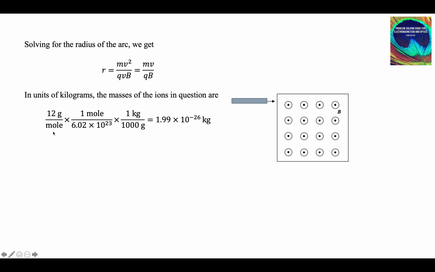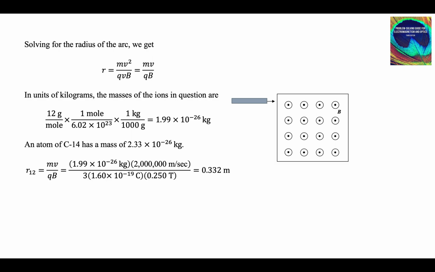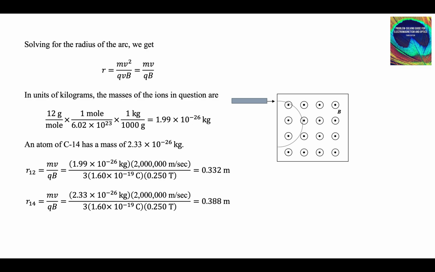Carbon-12, 12 grams per mole. Converting to kilograms, an atom of carbon-12 is 1.99 times 10 to the minus 26 kilograms. Carbon-14 has 2.33 times 10 to the minus 26 kilograms. It's heavier, of course. We can calculate the radius of the arc: 33 centimeters for carbon-12, 38.8 centimeters for carbon-14.